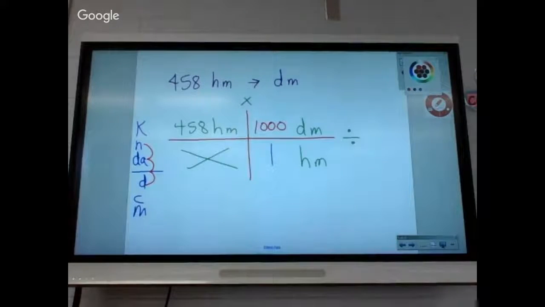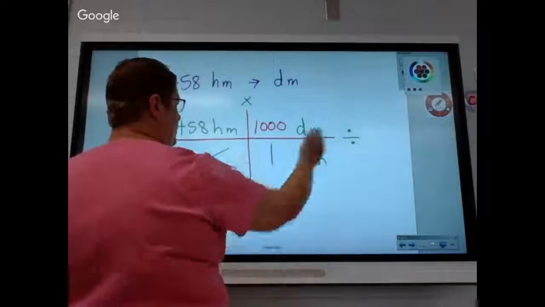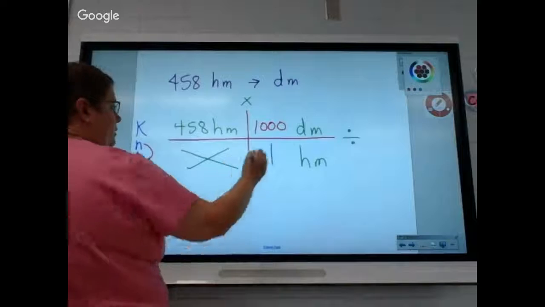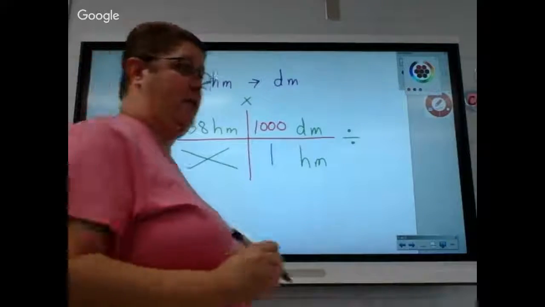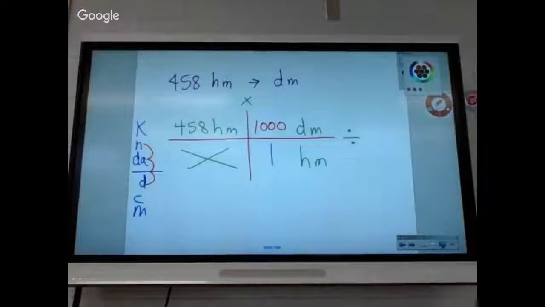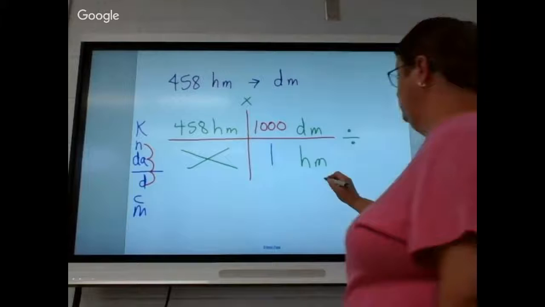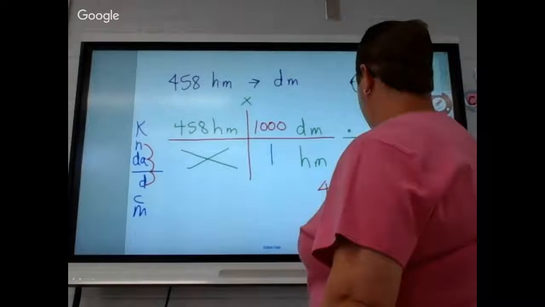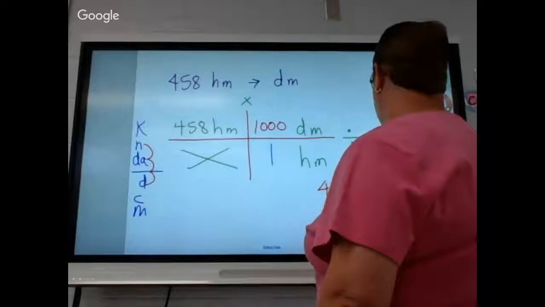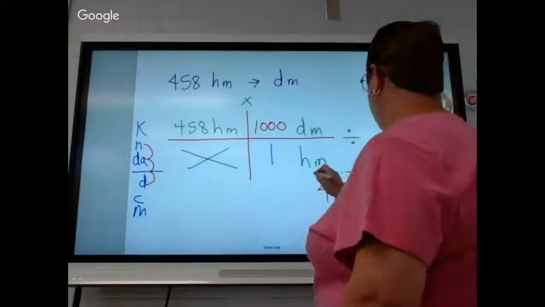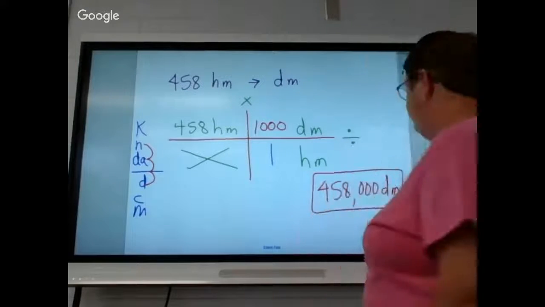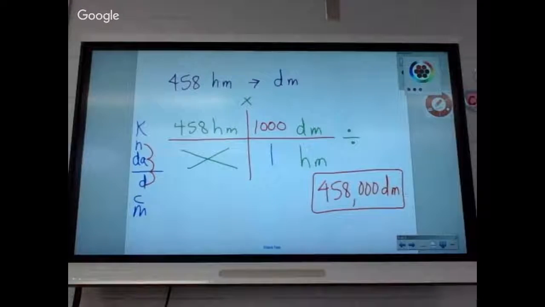458 times what? Times 1,000 divided by 1. I don't have to figure out if I multiply or divide. All I have to do is look at my chart. So 458 times 1,000. Like that. Questions?